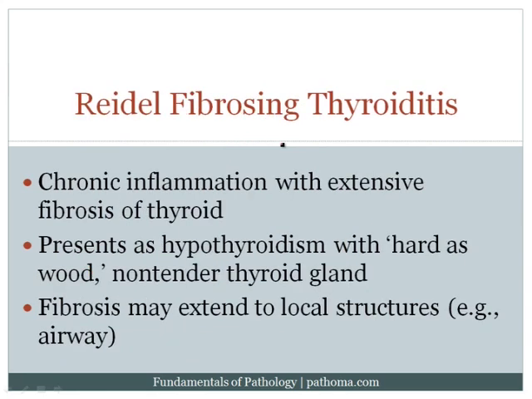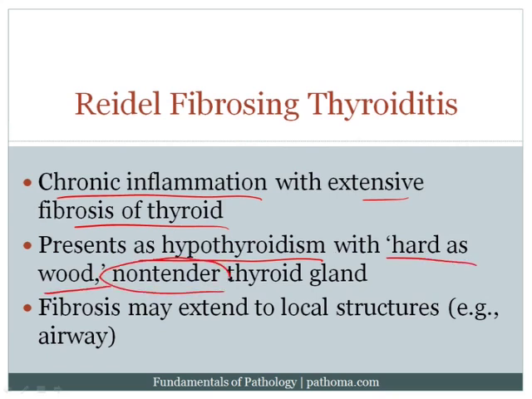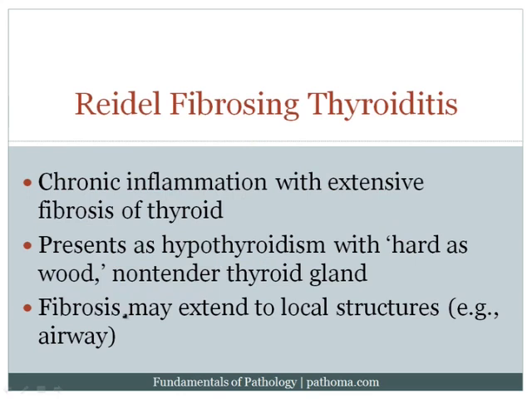Riedel's fibrosing thyroiditis, this is when you get chronic inflammation with extensive fibrosis of the thyroid. It presents as hypothyroidism, but more importantly, especially for board exams, they have a hard as wood, non-tender thyroid. Hard as wood thyroid is sort of the buzz phrase here. In that case, you think about Riedel's fibrosing thyroiditis. Now, it's very important to note, especially for board examinations, that these patients get fibrosis that not only involves the thyroid, but can extend to local structures, for example, the airway. And so the classic history on a board examination would be that the patient has a hard as wood thyroid and also has involvement of local structures.